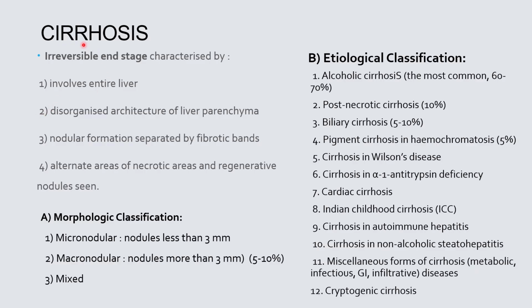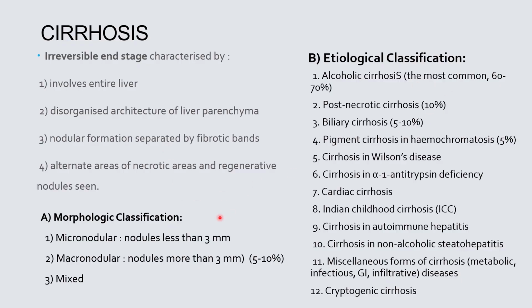As the disease progresses, it would result in cirrhosis of the liver. It is characterized by irreversible end-stage disease with disorganized architecture of the entire liver parenchyma. The nodule formation is separated by fibrotic bands, which alternate with necrosis and regenerative nodules. Cirrhosis can be classified based on morphology or etiology.